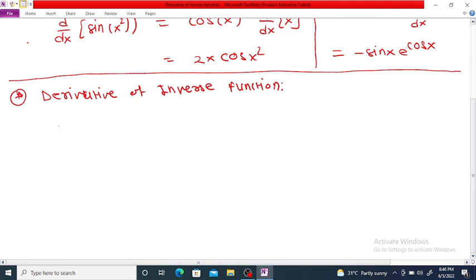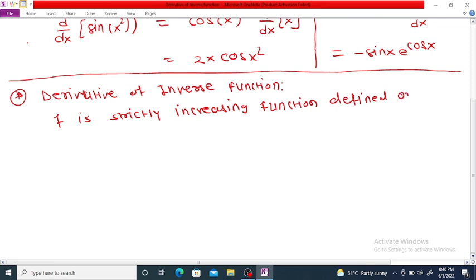Suppose f is a strictly increasing function defined on an interval I, then its inverse function exists, and say g is equal to f inverse, the inverse function of the function f. Then g of f of x is equal to the identity function.